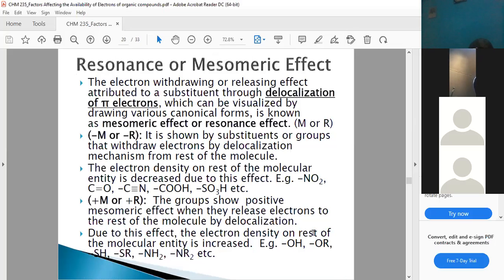Then you have resonance, or what we call mesomeric effect.